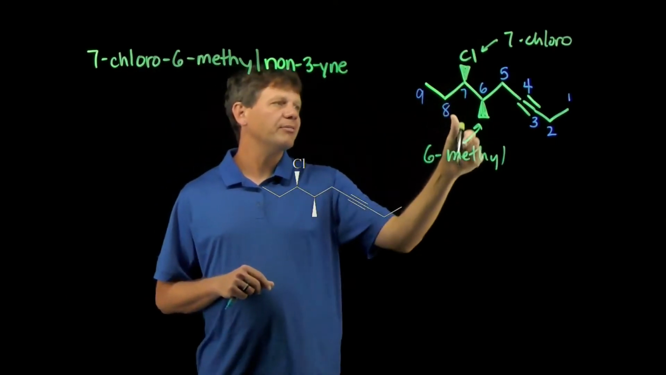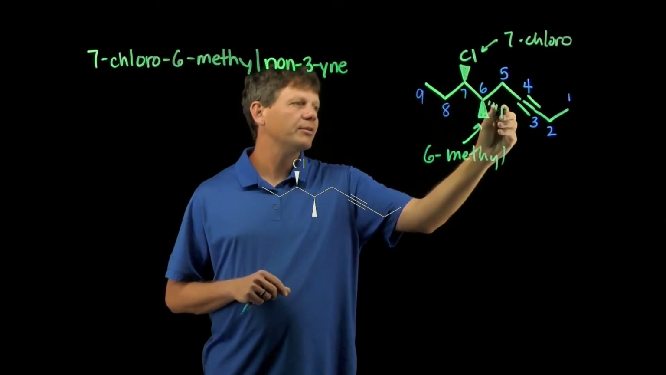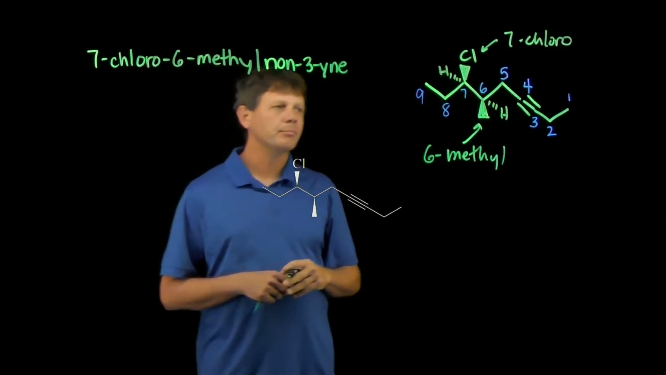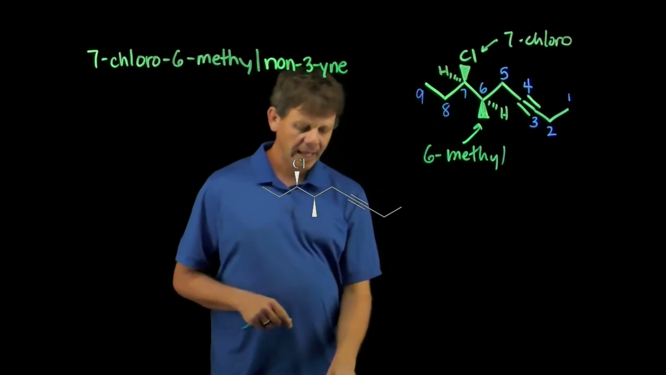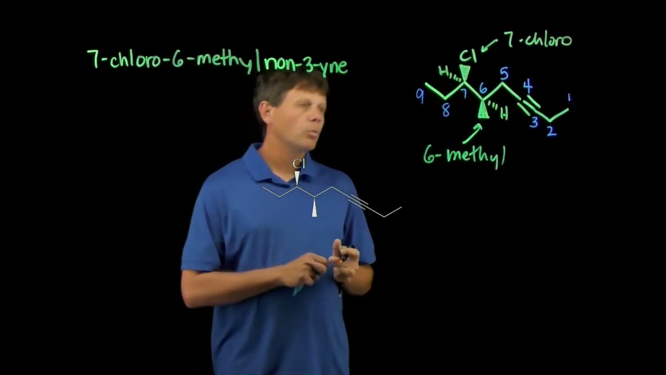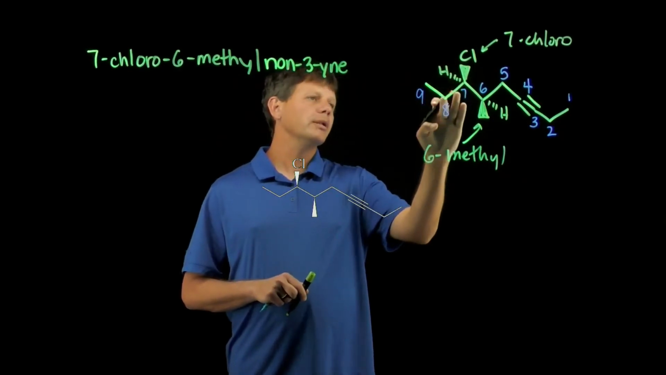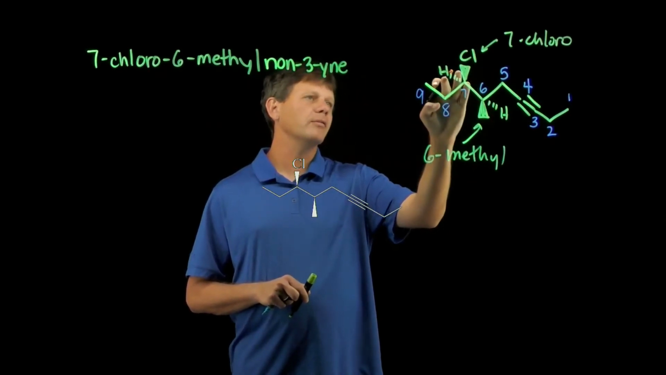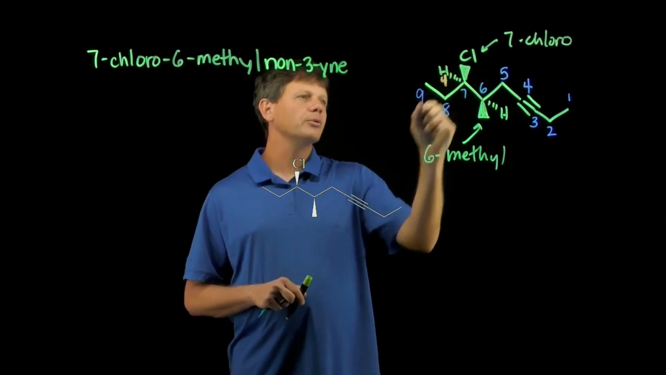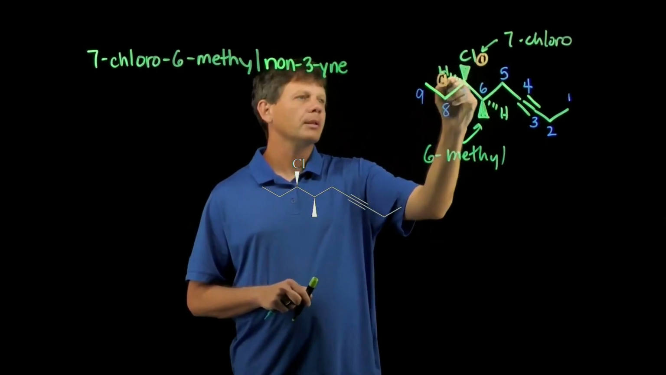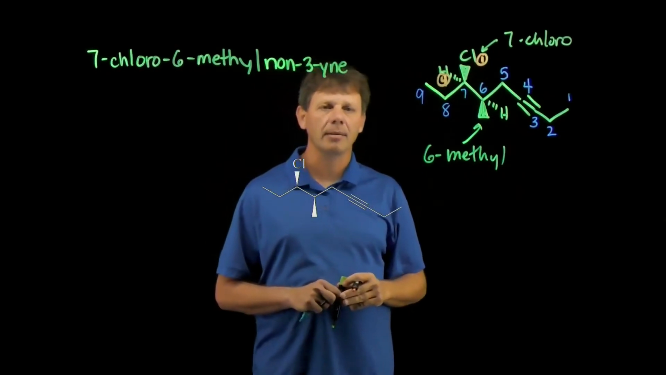These two groups have stereochemistry, and so we have to assign R and S at the 6 and 7 stereocenters. We'll do that. Let me switch colors to orange. We'll do that by prioritizing. Let's start with carbon 7 first. Chlorine versus carbon versus carbon versus hydrogen. The hydrogen is going to be number 4. The chlorine will be number 1 because it has the highest atomic number.